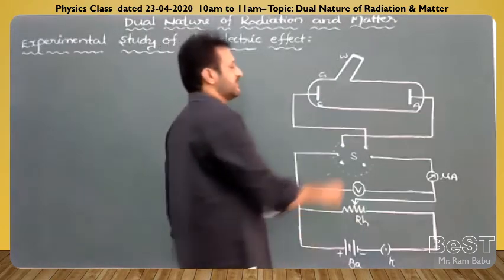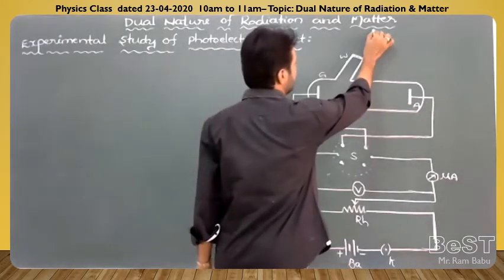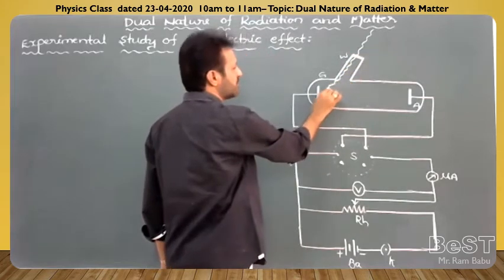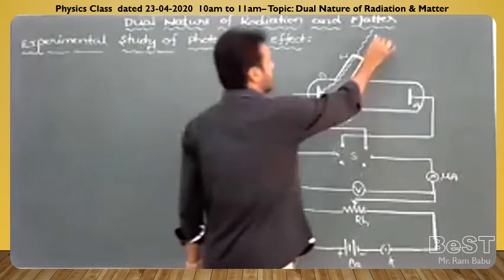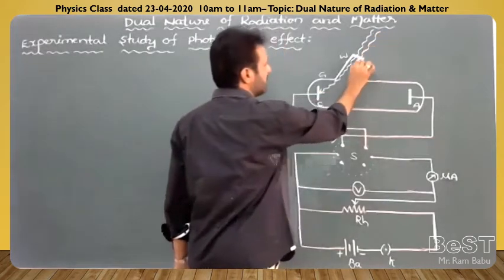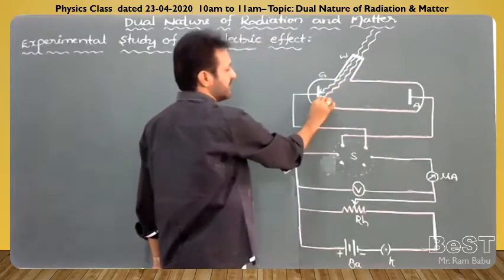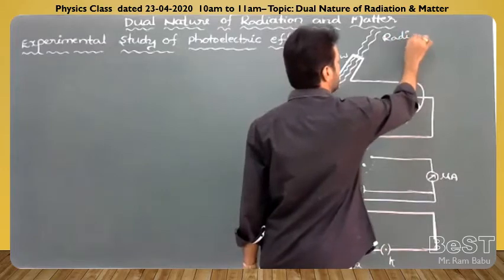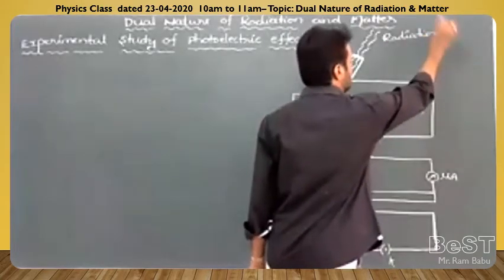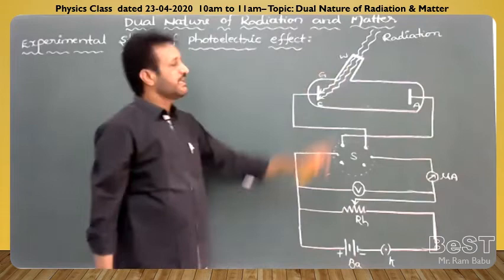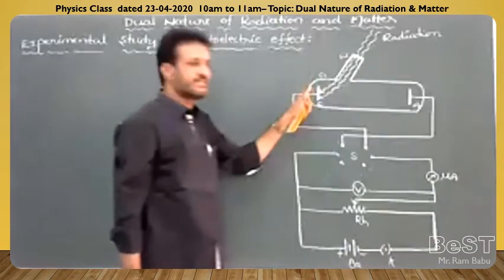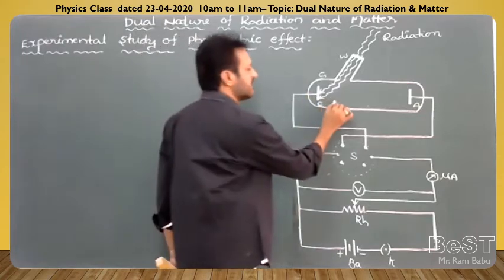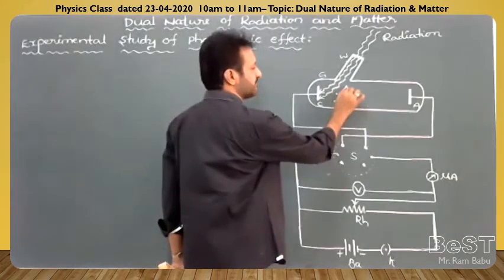For example, first I am choosing a radiation like ultraviolet light or visible light. A radiation of suitable frequency is allowed to pass through the window of the glass tube like this. So it is a radiation of suitable frequency or suitable energy. Whenever radiation of suitable energy falls on this photosensitive material, the cathode, electrons are emitted from this cathode.